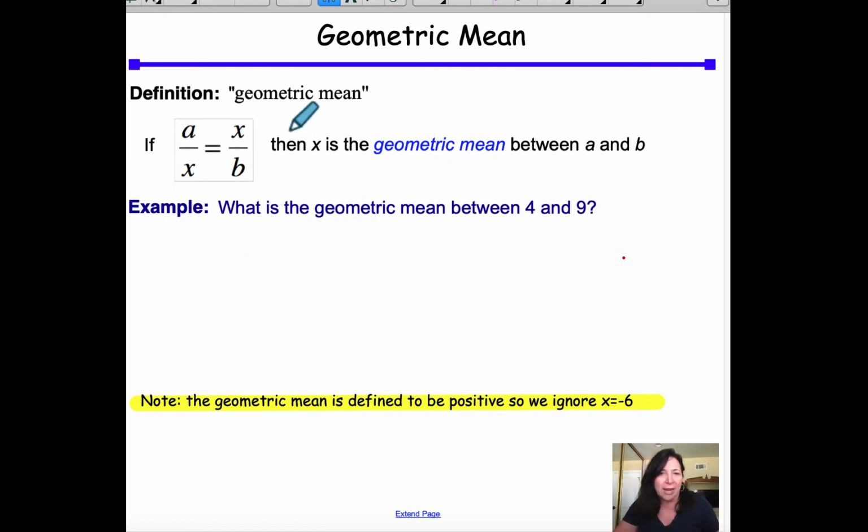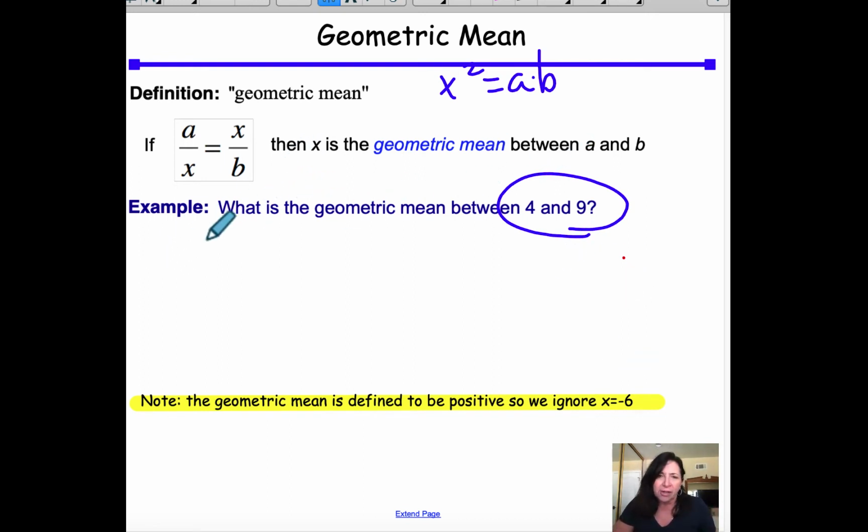The way you would write that is to cross multiply, because you have one term on the left and one term on the right. So basically you could say X squared is equal to A times B. So what is the geometric mean between 4 and 9? You will need to do this. This also is on your SAT, so make sure you do know this.